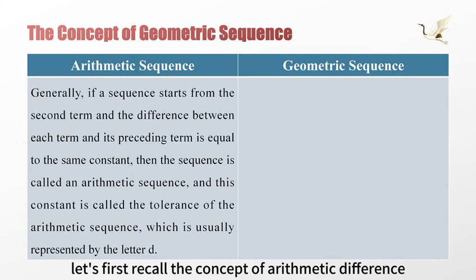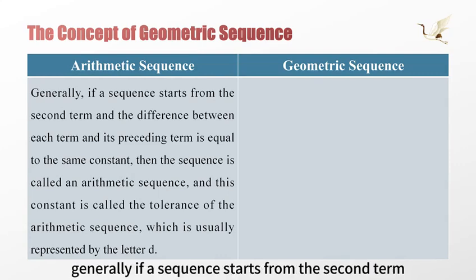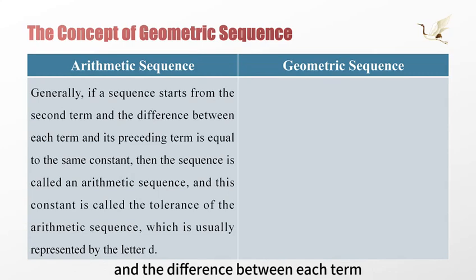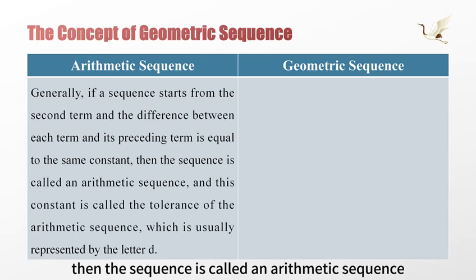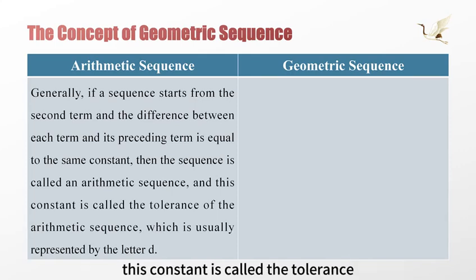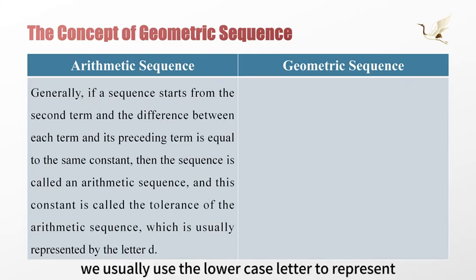Let's first recall the concept of arithmetic difference. Generally, if a sequence starts from the second term and the difference between each term and its preceding term is equal to the same constant, then the sequence is called an arithmetic sequence. This constant is called the common difference of an arithmetic sequence. We usually use the lowercase letter d to represent it.